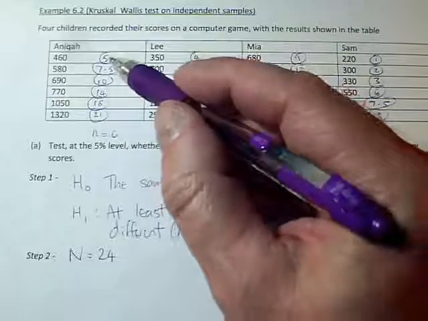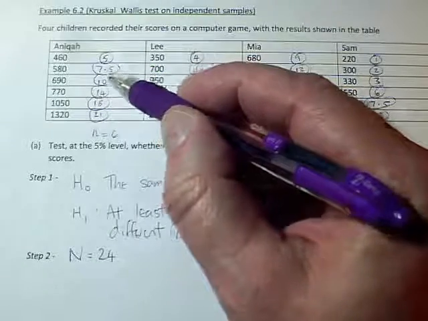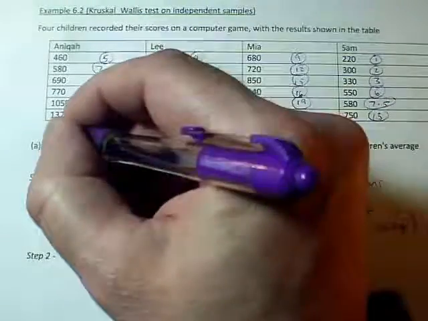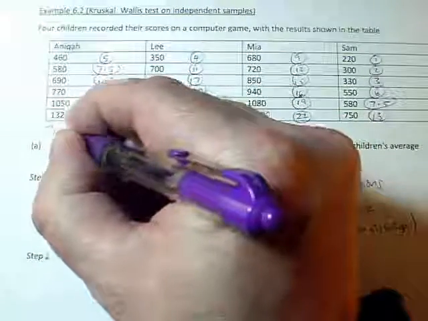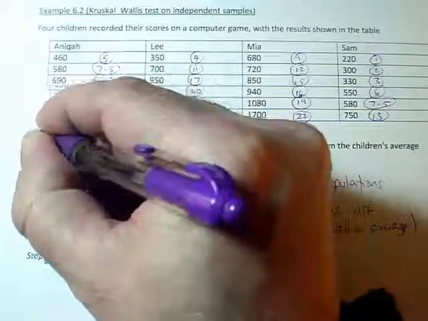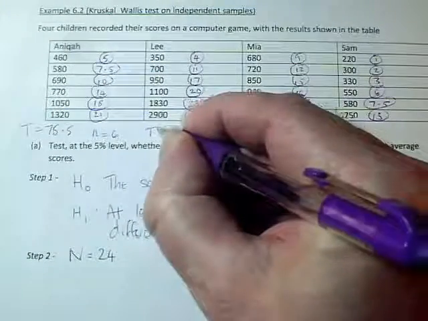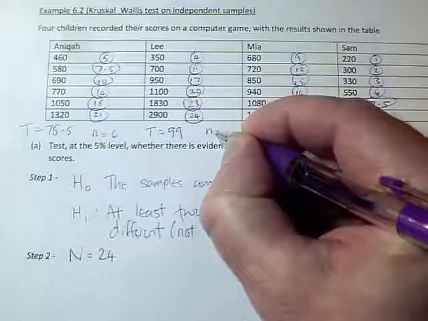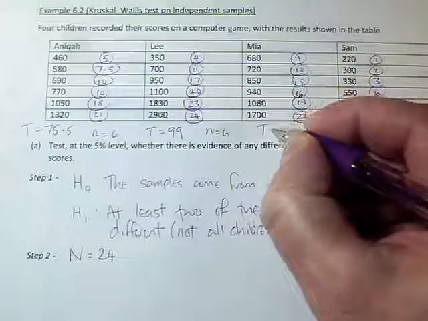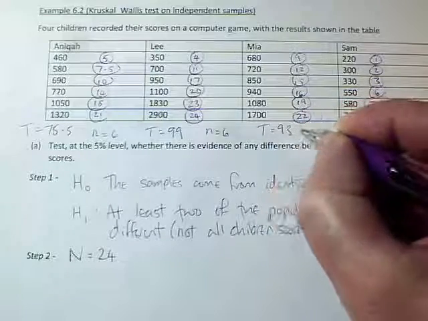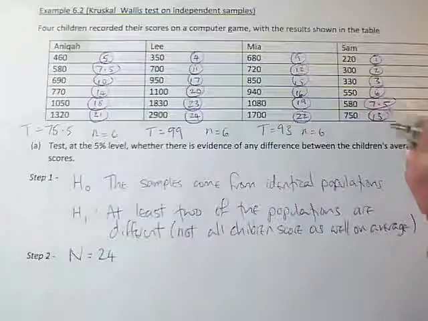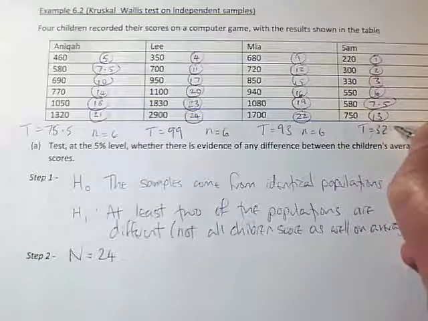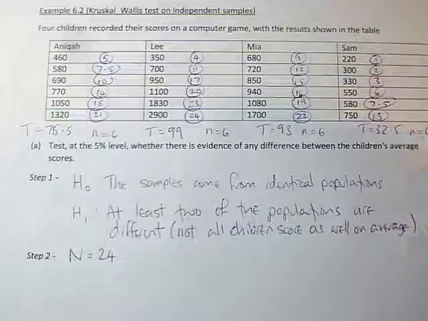So for the first one, 5 plus 7.5 plus 10 plus 14 plus 18 plus 21. I can plug that into my calculator. I'm going to get 75.5 for my first T. And then T for this one is going to be the total of those numbers. It turns out to be 99. And again, n is 6 for this one. And for this one, I get a T of 93. And n is 6 again, and these ones add up to just in this case 32.5, and n is 6.